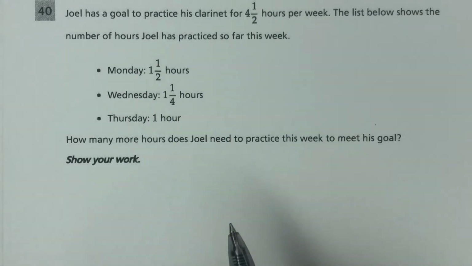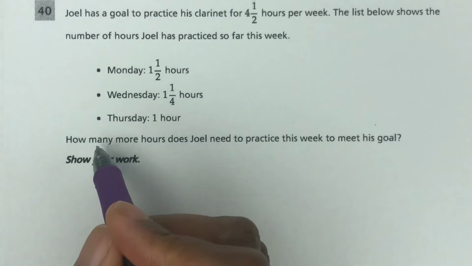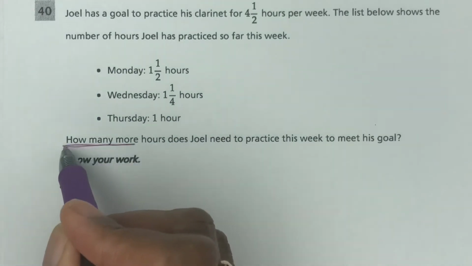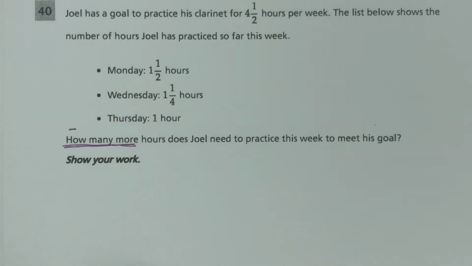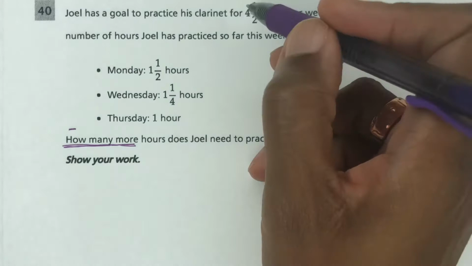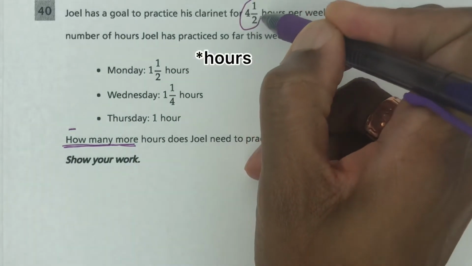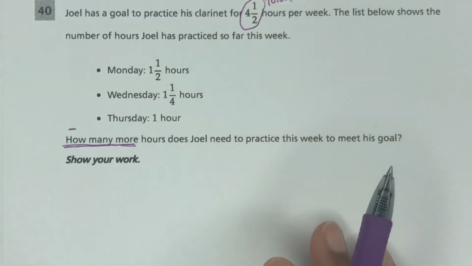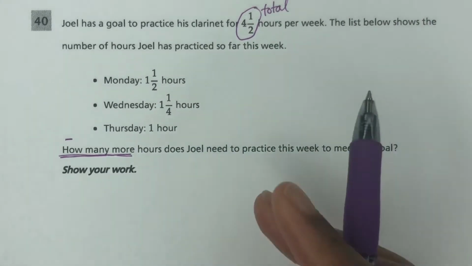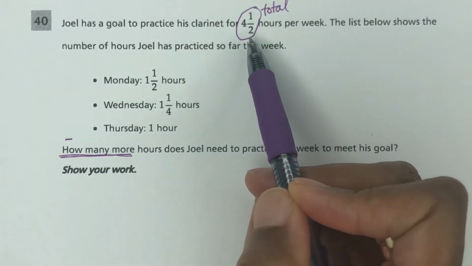Now, if we look at our word problem language, we can see here that "how many more" means to subtract. So we know we're going to be subtracting something. Okay, so that's the first clue. Now, this is his total. 4.5 hours is the total. So we know that the answer is going to be less than 4.5, obviously, right?